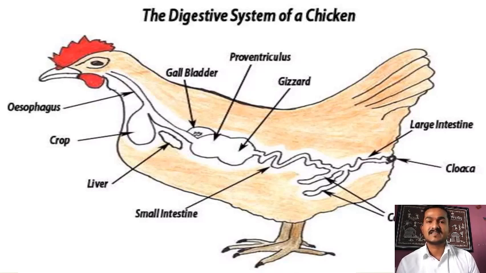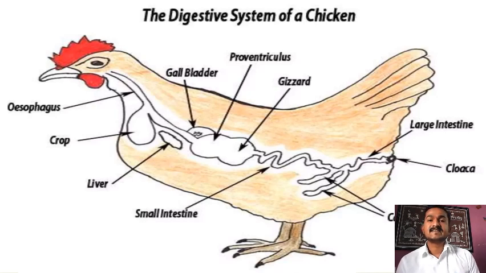You can see the picture of the digestive system of chicken. First you can see the head. The head consists of big eyes, and then the neck, chest, abdomen, and last the tail region. Clear? So the digestive system starts from the mouth and ends at the anus, which is commonly known as the cloaca. You can see that is the cloaca.